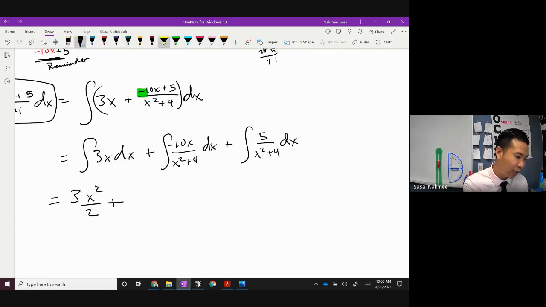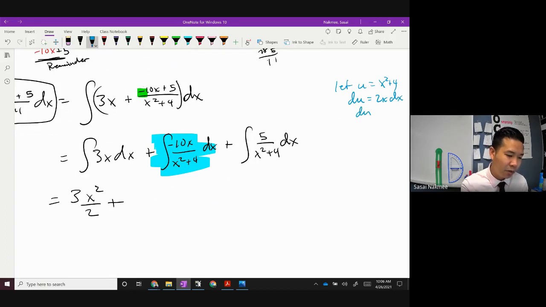So for this one right here, let's do this one in blue off on the side. I'm going to let u equal x squared plus 4. I end up with du equal to 2x dx, which means that du over 2x is going to equal dx. I can replace that right there. This is going to become the integral of negative 10x over u, and instead of dx, I'm going to write this as du over 2x.